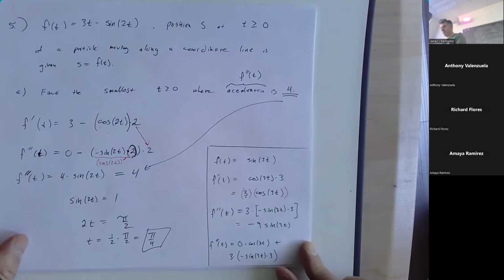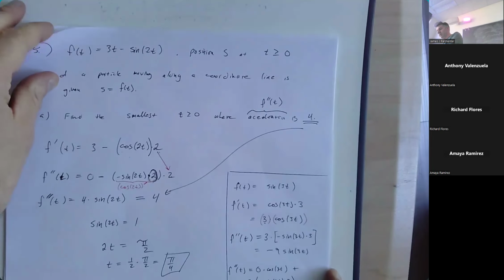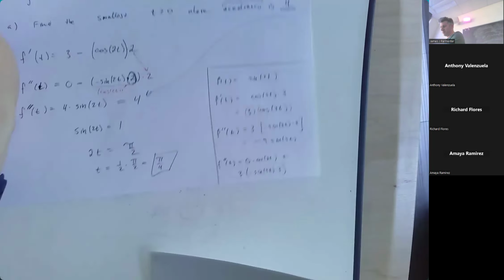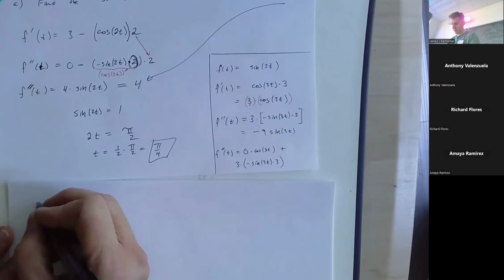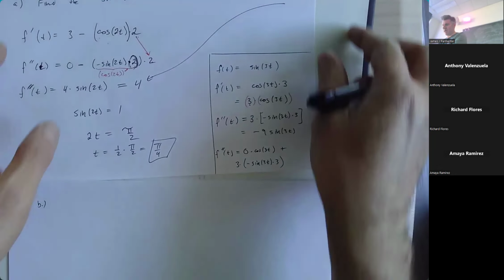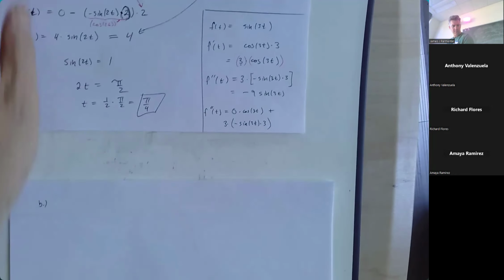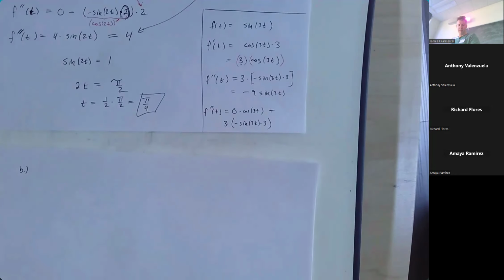Okay. The second part of this question is, how many times is the particle positioned at s equal to 1? Interesting. I'm really curious about his solution here.